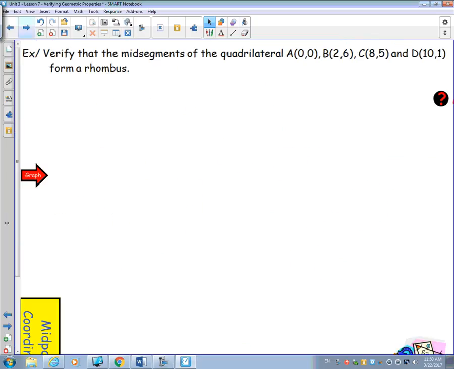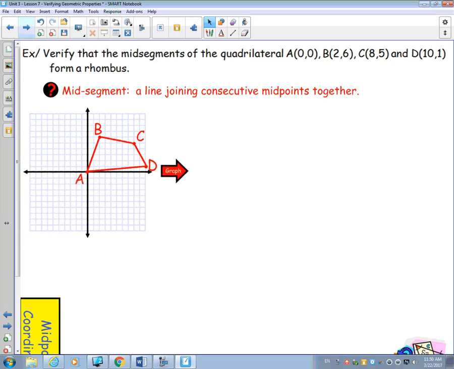As I said, we only have 2 questions today, so here's the second one. Unfortunately, this one's a little bit longer. Verify that the midsegments of the quadrilateral ABCD form a rhombus. So another new word, our third word today: midsegment. What is a midsegment? A midsegment is a line that joins consecutive midpoints together. So I need to take my graph, A, B, C, and D, and I need to graph it. So let's give it a try. This is what it should look like.